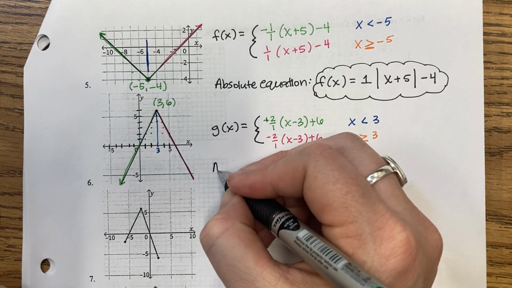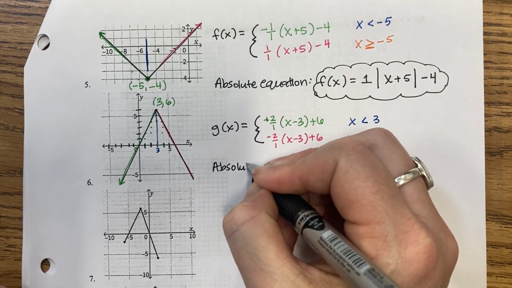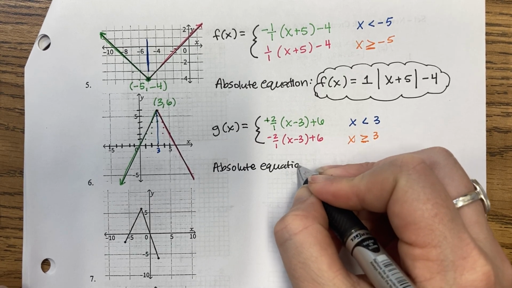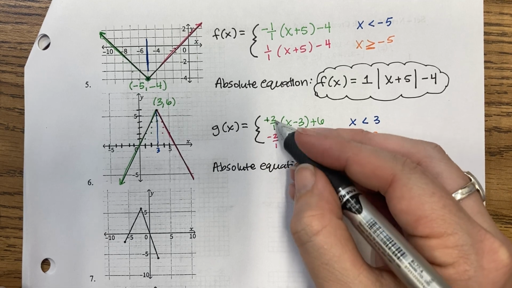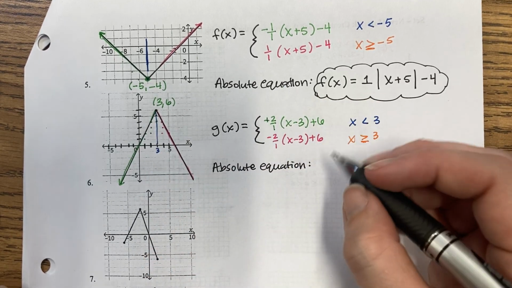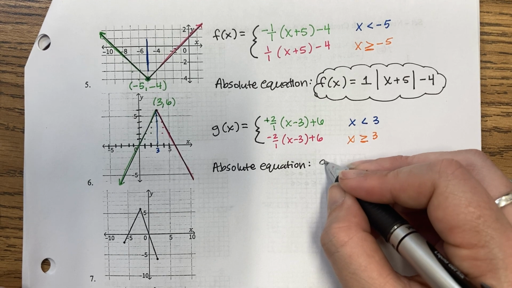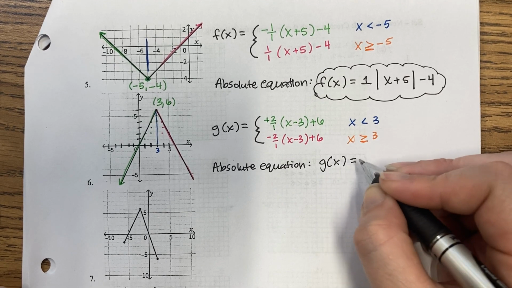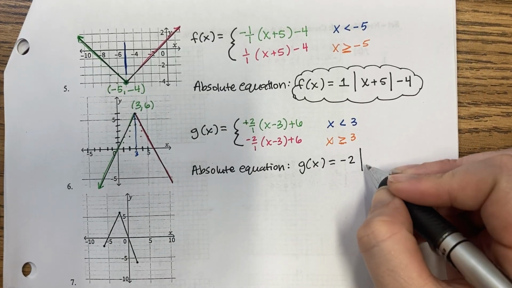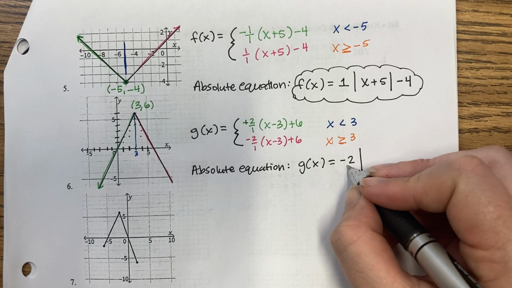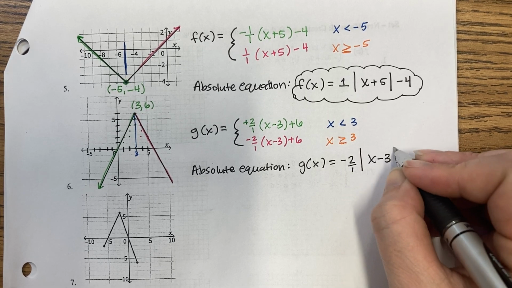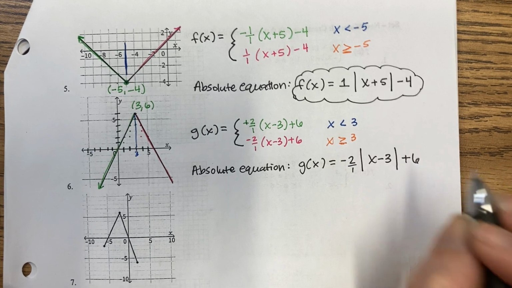If I write an absolute value, which I can because my slopes match, right? One's going up and down. The second, let's see, g of x equals, my graph is going -2. If you want to put it over 1, completely fine. Then I'd have x minus 3 plus 6.